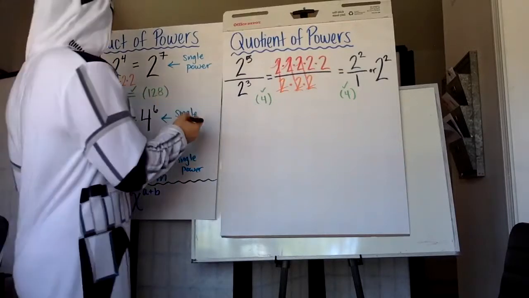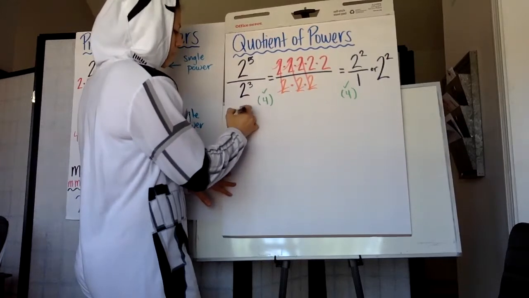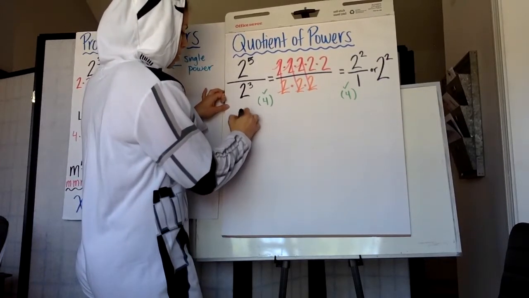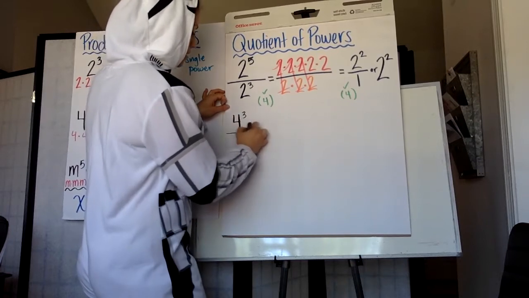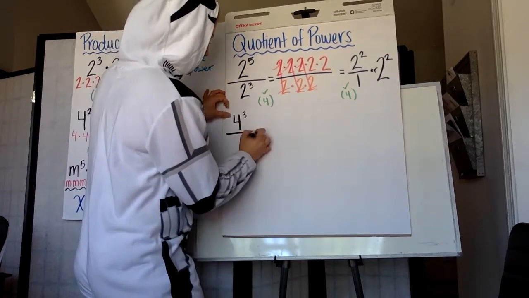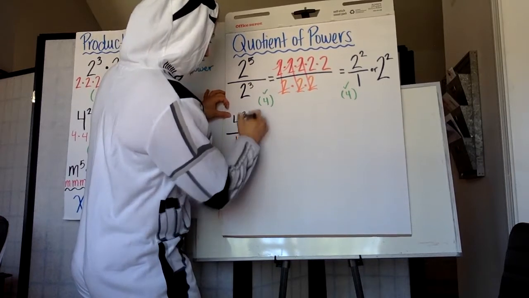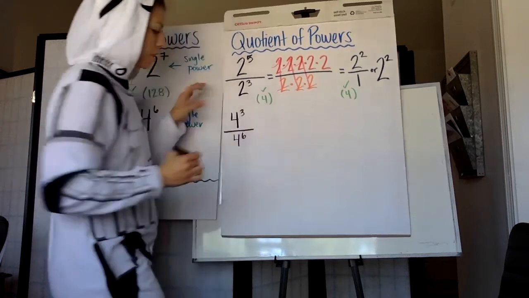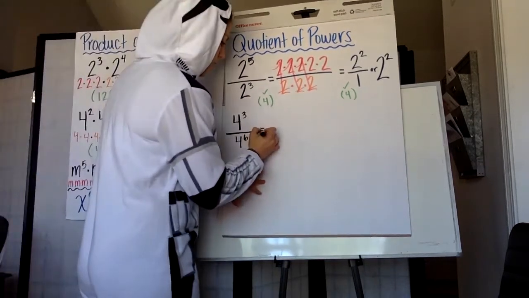How about using 4 again? How about 4 to the power of 3 divided by 4 to the power of 6? This one's going to be interesting. 4 to the power of 3 divided by 4 to the power of 6. Let's write this one out.